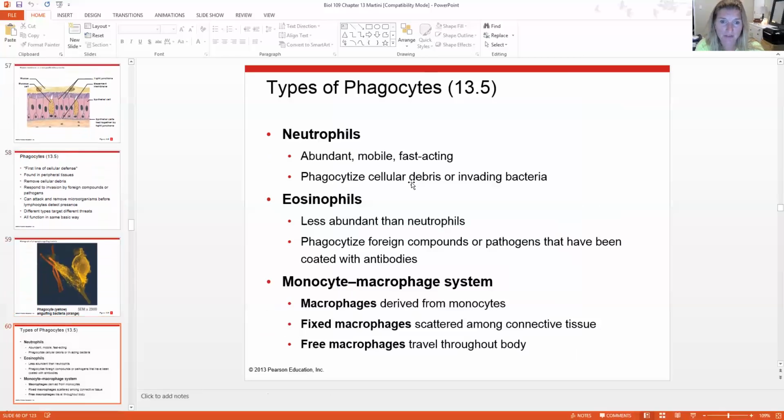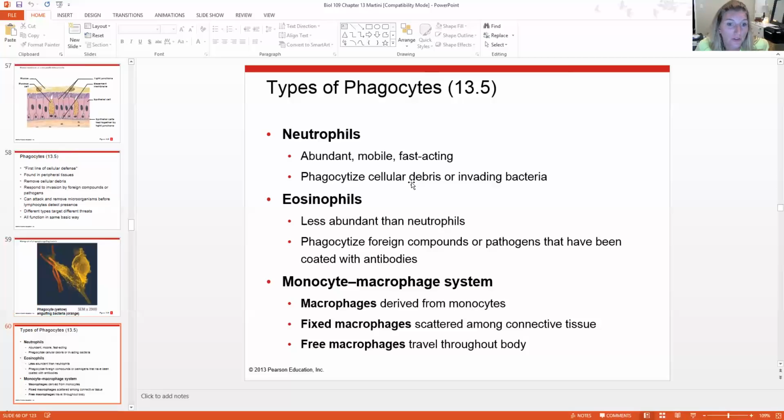There are several types of phagocytes in our body. I mentioned some of them before. Neutrophils are the major one. This is most abundant. This is mobile. It's very fast acting. Remember, these cells use that process of chemotaxis where they just kind of sniff out the invader. They smell something that doesn't belong.